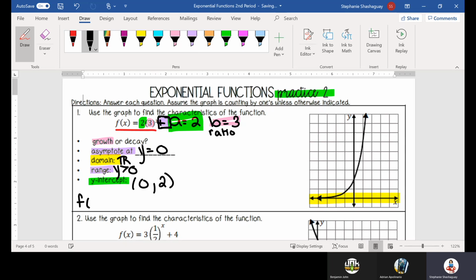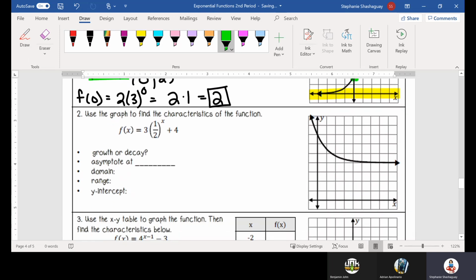If you want to check that you have the correct y-intercept, you can also plug in 0 for x. So you would have 2 multiplied by 3 to the 0 power, which is just equal to 2 times 1, because anything to the 0 power is 1, and that's going to equal 2. Which makes sense because if you look over here at the graph, that is my y-intercept. All right, moving on to number 2.